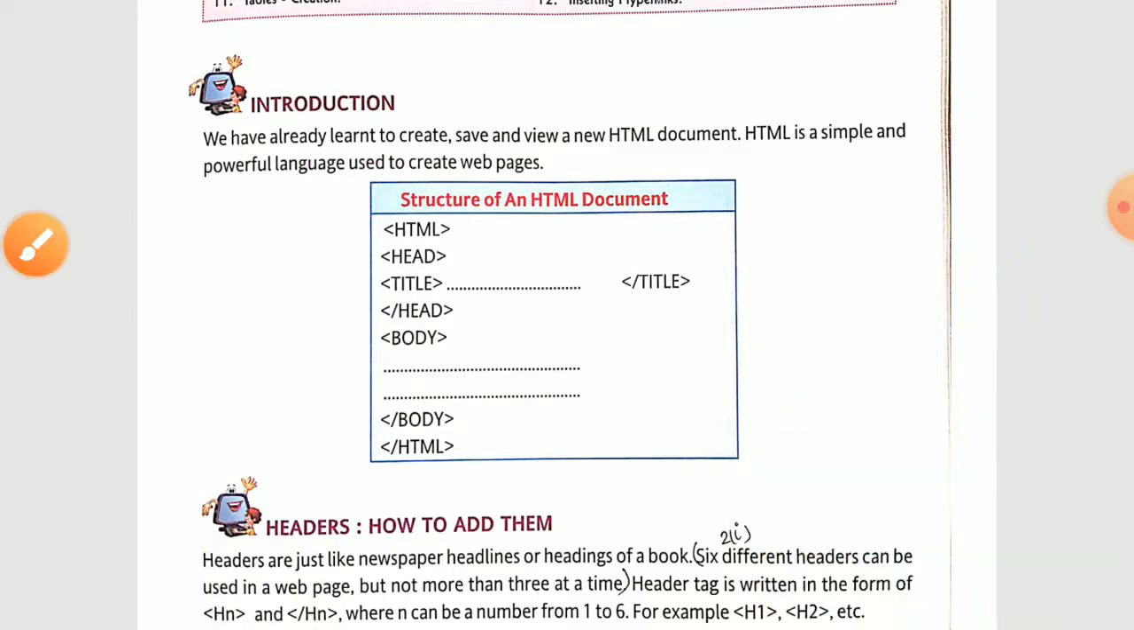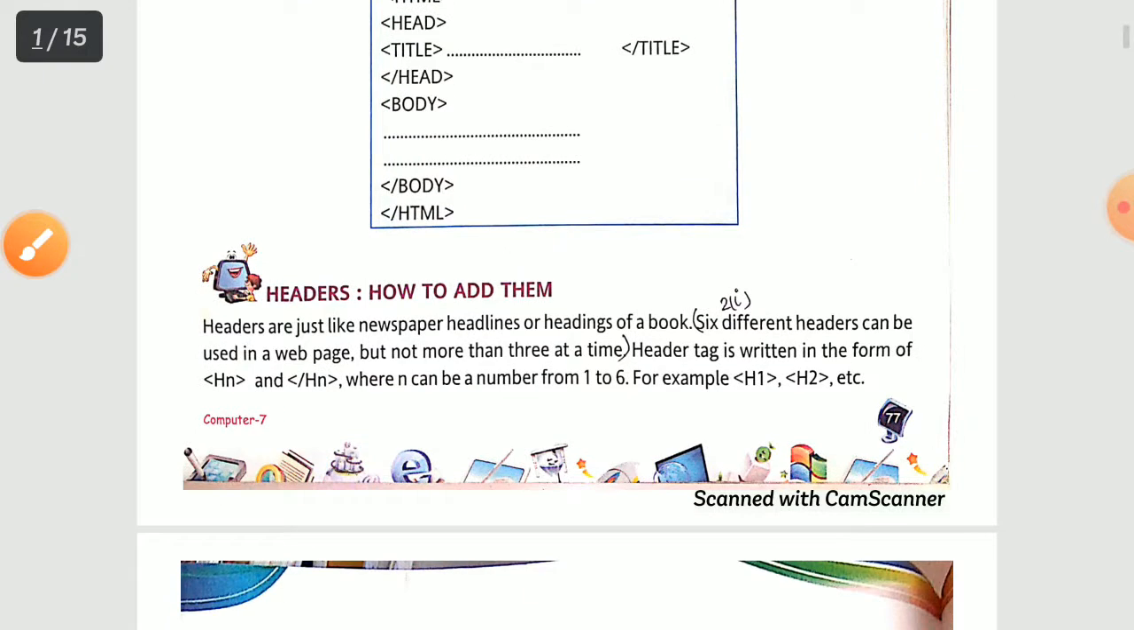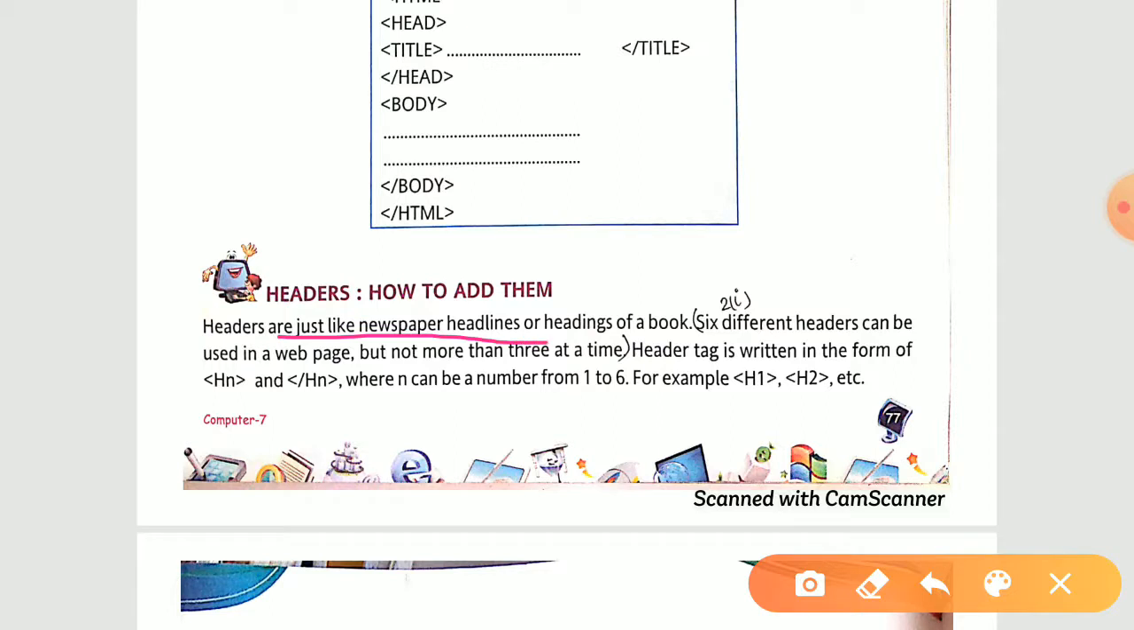Okay, now the second topic is our headers, that how we are going to add the headers into our HTML file. Now, what are headers? Firstly, you see, headers are just like newspaper headings or headlines of a book. Okay, likewise, in this book, we are having this header, right? This is the heading of the topic. So whenever you are going to include this kind of header in your HTML document, then how we are going to add it down, we are having some steps for that.